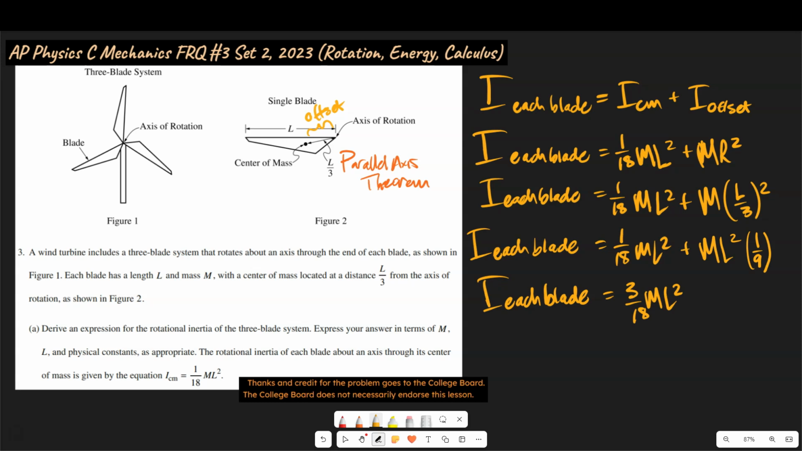The issue, though, that we can't forget is that we want to take that and multiply it by 3. So we could say I for the system is equal to 9/18 ml squared, because there are 3 blades. Well, what does that equal? Well, that simplifies to 1/2 ml squared. So that's how you would do this problem right here. We may need this information for further parts of the problem, as we typically do in problems like this. So in any case, let's take a look at B and see what it says.